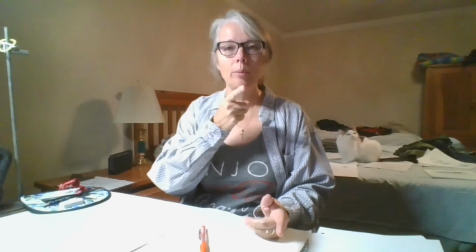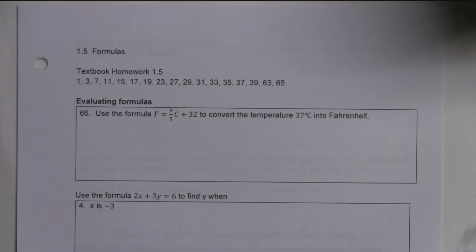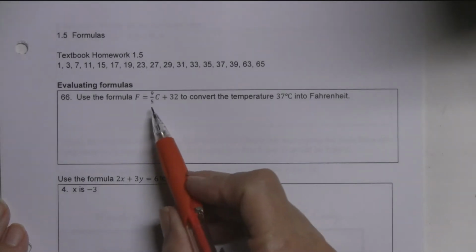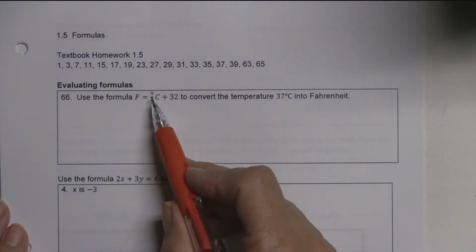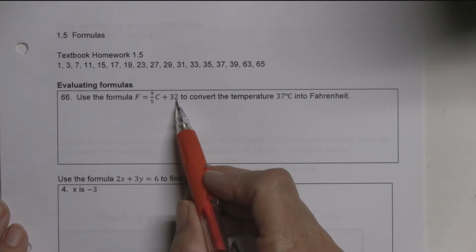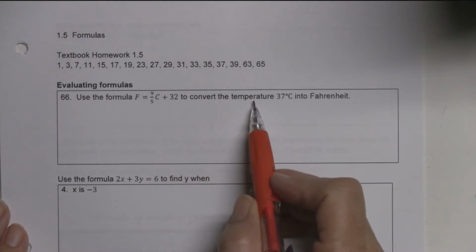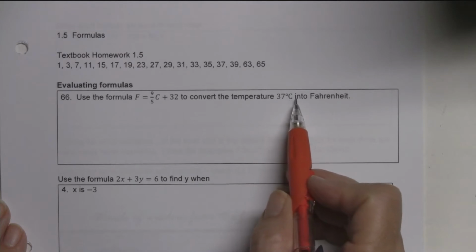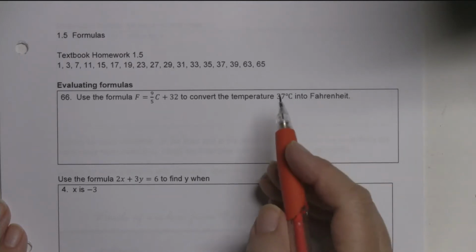We're going to be looking at 1.5. That's what we're going to be looking at today. The first topic in 1.5 is formulas, and the first problem gives you the formula F equals 9/5 C plus 32, and asks you to convert the temperature 37 degrees Celsius into Fahrenheit.